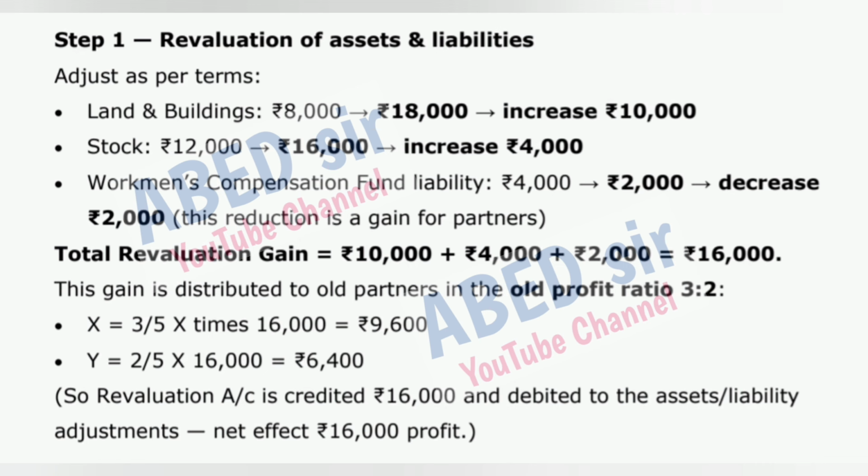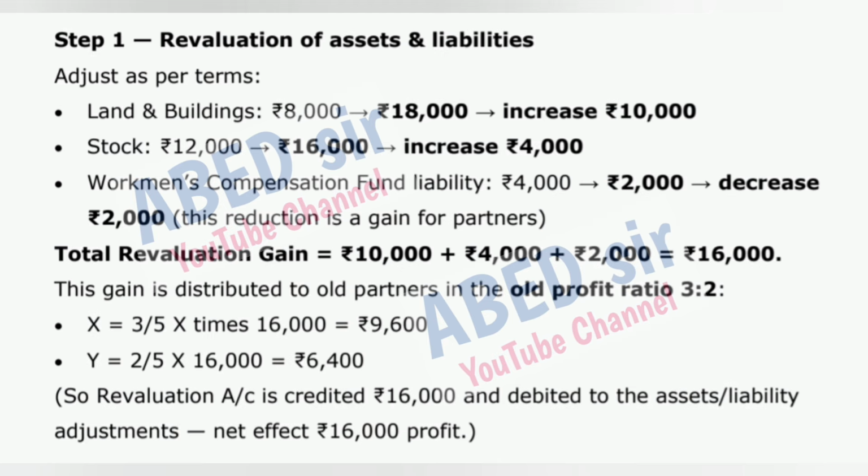Stock, 12,000 rupees to 16,000 rupees, increase 4,000 rupees. Workmen's compensation fund liability, 4,000 rupees to 2,000 rupees, decrease 2,000 rupees. This reduction is a gain for partners. Total revaluation gain is equal to 10,000 plus 4,000 plus 2,000, which is 16,000 rupees. This gain is distributed to old partners in the old profit ratio 3:2.